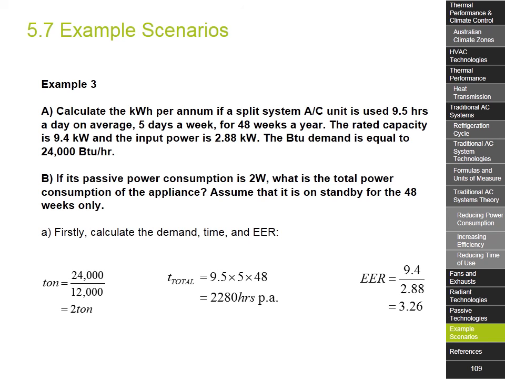For part A, we firstly calculate the demand, total time, and the EER. Converting the demand to ton will equal 24,000 divided by 12,000, which is 2 ton. The total time of use is 9.5 hours, multiplied by 5 days a week, multiplied by 48 weeks. This is a total of 2,280 hours per annum. The EER is equal to the rated capacity divided by the input power, which is 9.4 kilowatts divided by 2.88, and that equals 3.26.